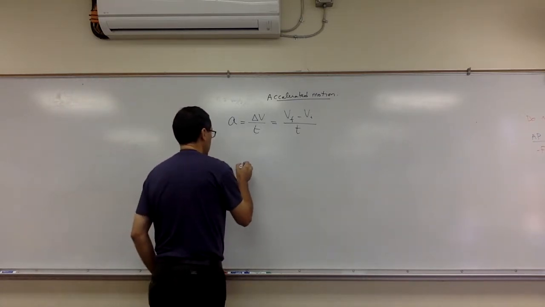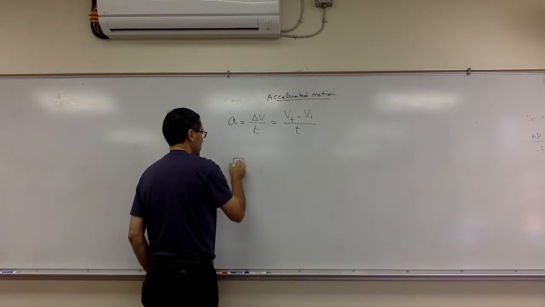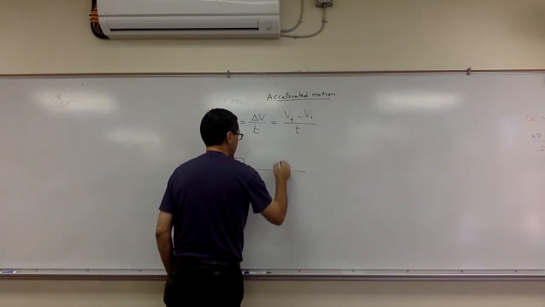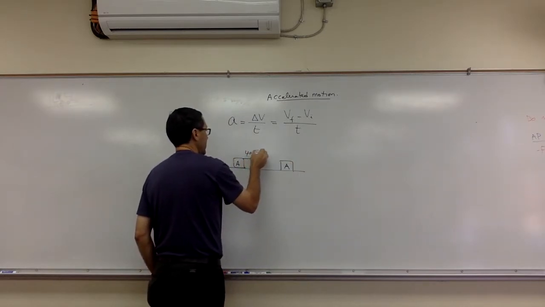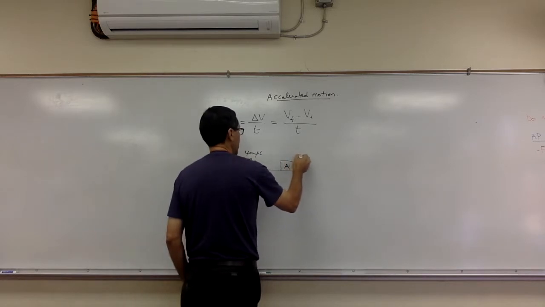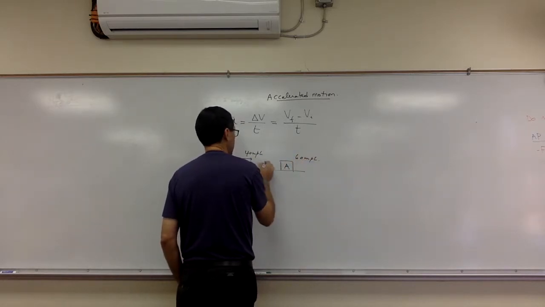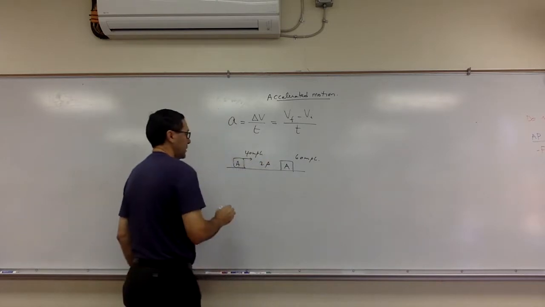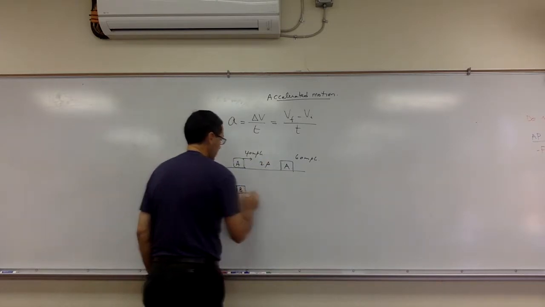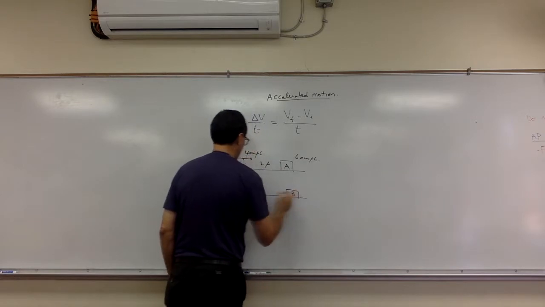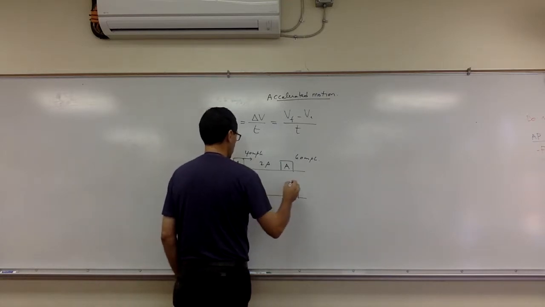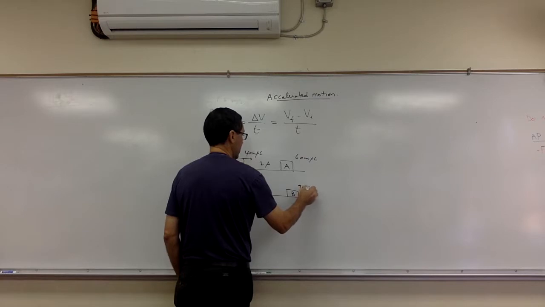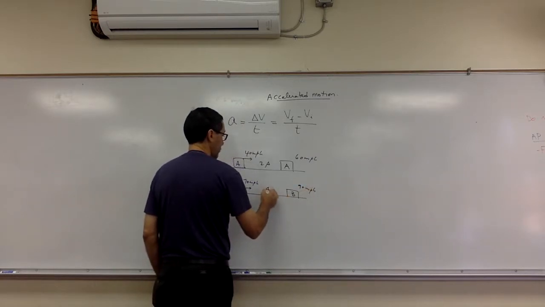So I'll do an example here. Let's say I have an object, A, going from 40 miles per hour to 60 miles per hour. And let's say it does this change in 2 seconds. And I have another object, B, going at 70 miles per hour to 90 miles per hour, and it does this change in 4 seconds.